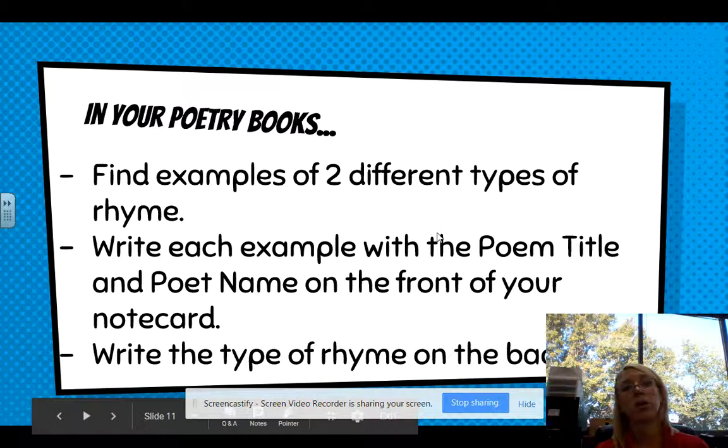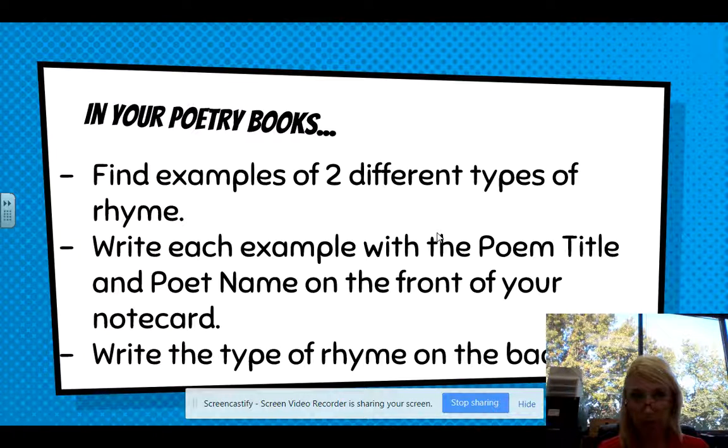So what I'd like you to do right now is pause this video. Use the poetry books that you brought to class today and find examples of 2 different types of rhyme. So again, end, internal, slant, or eye. Write each example with the poem title and poet name on the front of a note card and write the type of rhyme on the back. So I could write "One, two, one, two, and through, the vorpal blade went snicker-snack." That was the Jabberwocky. I would write out those lines, write Jabberwocky by Lewis Carroll, and then on the back, I would write internal rhyme and end rhyme, because it had both.